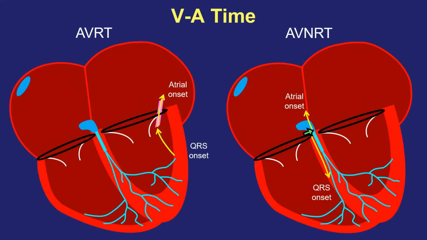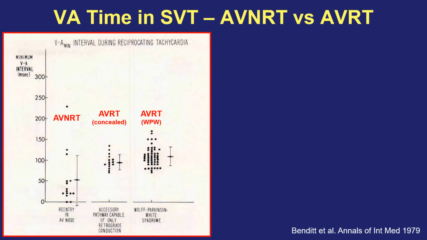So your VA time, you'd think, in the classic AV-NRT form, we're going to review when AV-NRT goes around the other direction later, but in the classic AV-NRT form, your VA time is going to be short, and the AVRT might be a little bit longer. But the question is, are there absolute cutoffs that can help you distinguish AV-NRT from AVRT? And the answer, of course, here is yes.